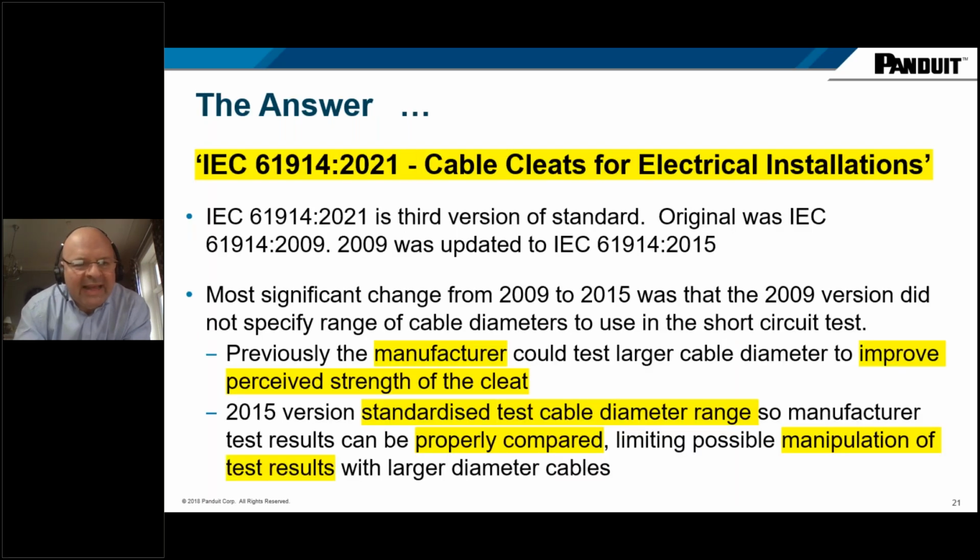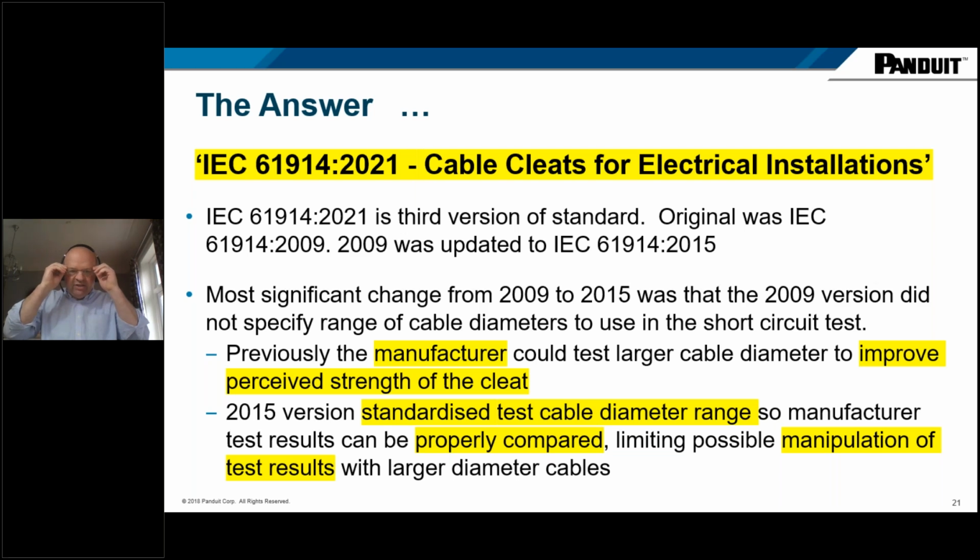The answer to that is using the correct standard. And the correct standard, as I mentioned before, is IEC 61914-2021 cable cleats for electrical installations. Now, IEC 61914-2021 is the third version of this standard. The original was 61914-2009, and that was updated in 2015.